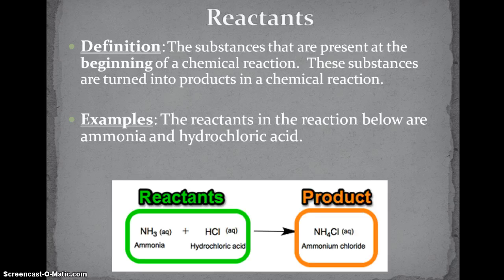Reactants. Reactants are a part of a chemical reaction. They are the substances that are present at the beginning of a chemical reaction. These substances are turned into products in a chemical reaction. Example, the reactants in the reaction below are ammonia and hydrochloric acid. So as you can see in the picture, the reactants occur on the left side of the reaction. They're what we start with in the very beginning of the reaction.